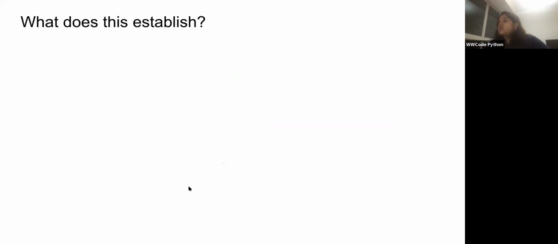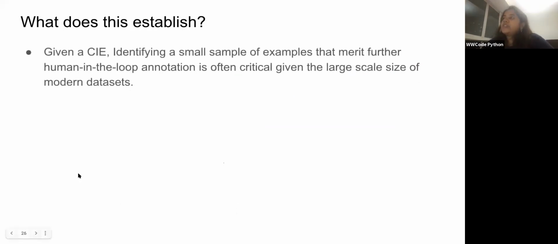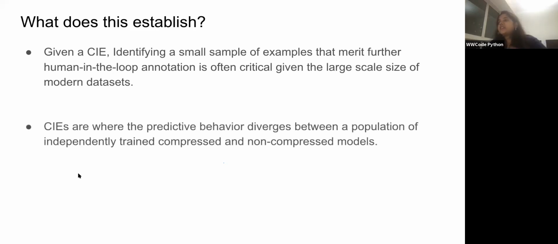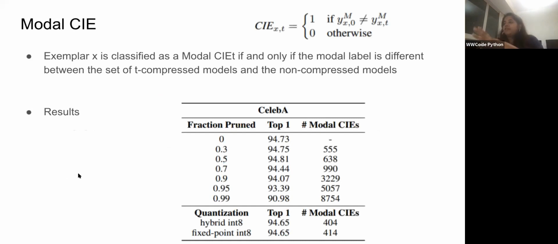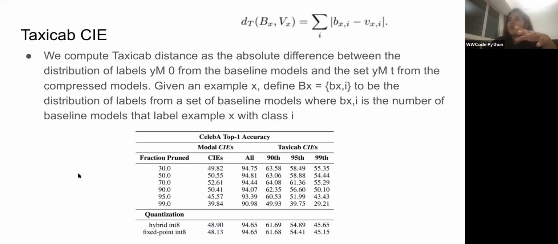So what does this establish? Given a CIE, it's obviously identifying a small sample. It's basically a human in the loop annotation tool. CIEs capture where the predictive behavior diverges between compressed and non-compressed models. I can go over this sometime later because it's a bit of math, but you can go over the paper on it.